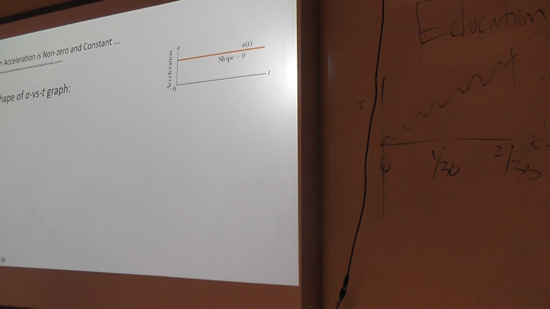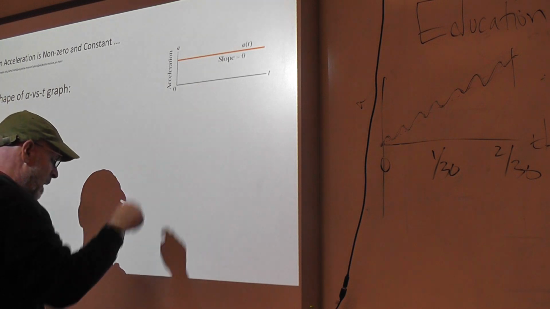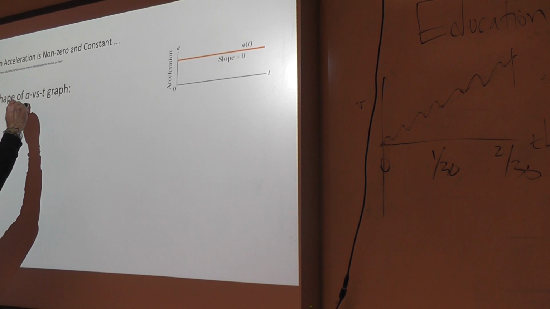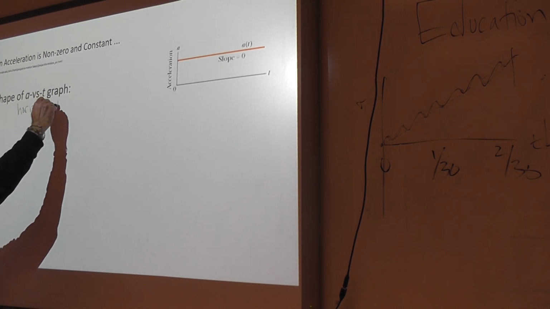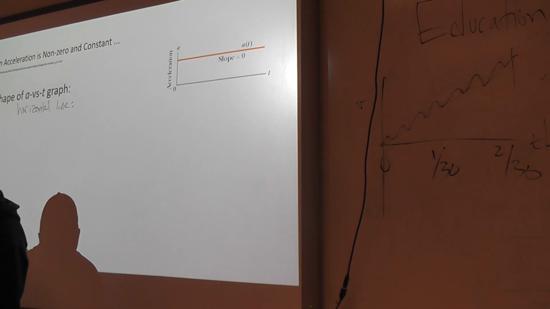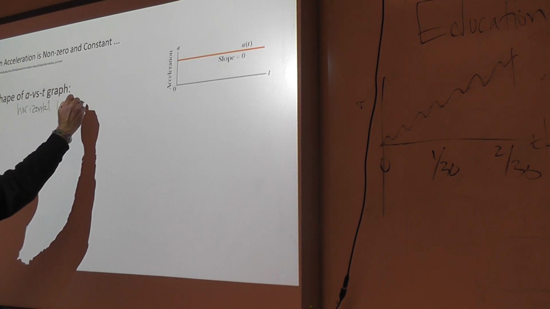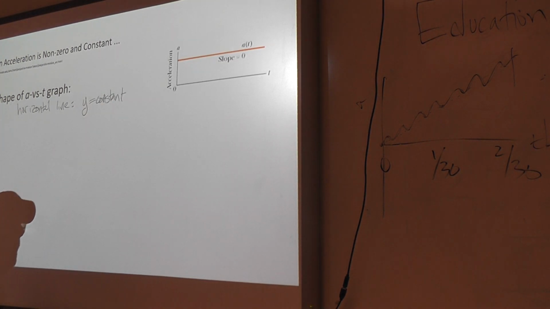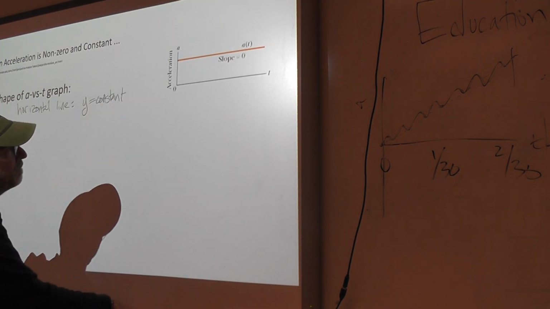It starts with recognizing that if you have constant acceleration, there's an equation that we already know that is going to describe the acceleration versus time. It's going to be a horizontal line. So the shape of an acceleration versus time graph is going to be a horizontal line in general in xy coordinate space. If we talk about a horizontal line, it looks like this. y is equal to a constant.